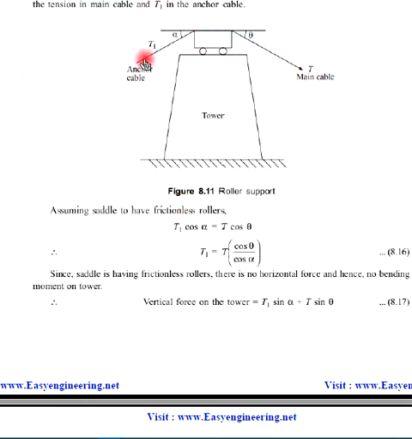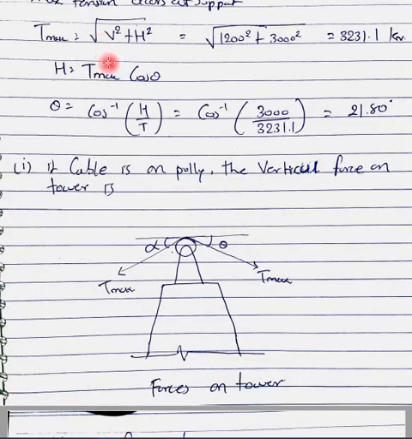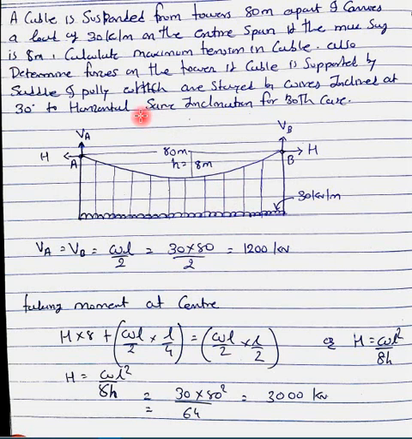So there will be two different forces in the two different cables. T will be the tension in the main cable, and T1 will be the anchor tension in the anchor cable. So we have to determine these two values. Now we will utilize these two equations in order to determine the forces acting on a tower. Before going to that, as I told you, they have given us the angle made by the anchor cable, which is 30°.